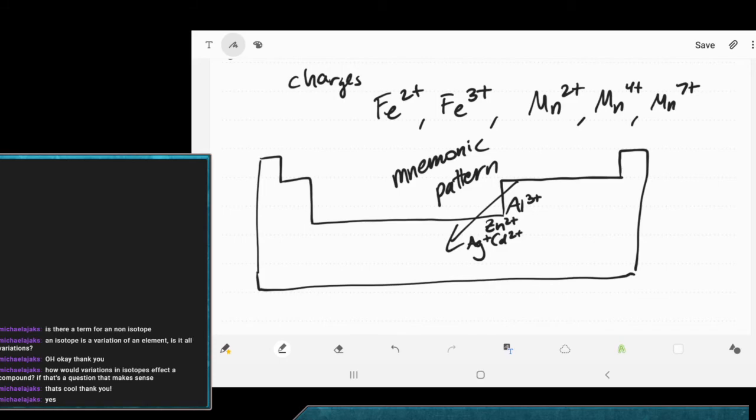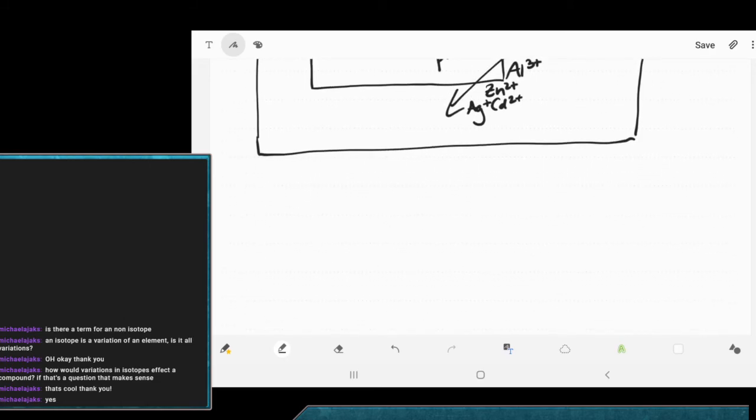Alrighty. Any questions on that stuff? So preferred charges, groups, group names, patterns on the table. We have more. I'll start drawing my periodic table if you guys have questions.